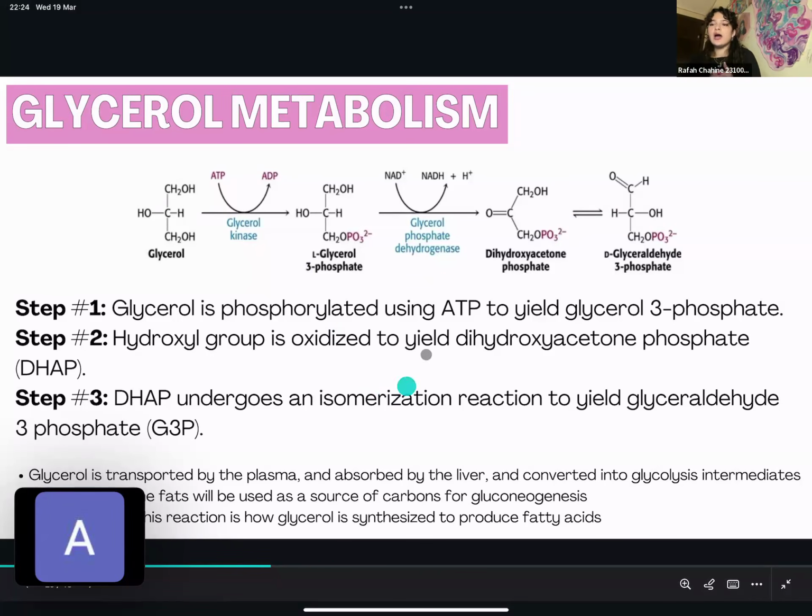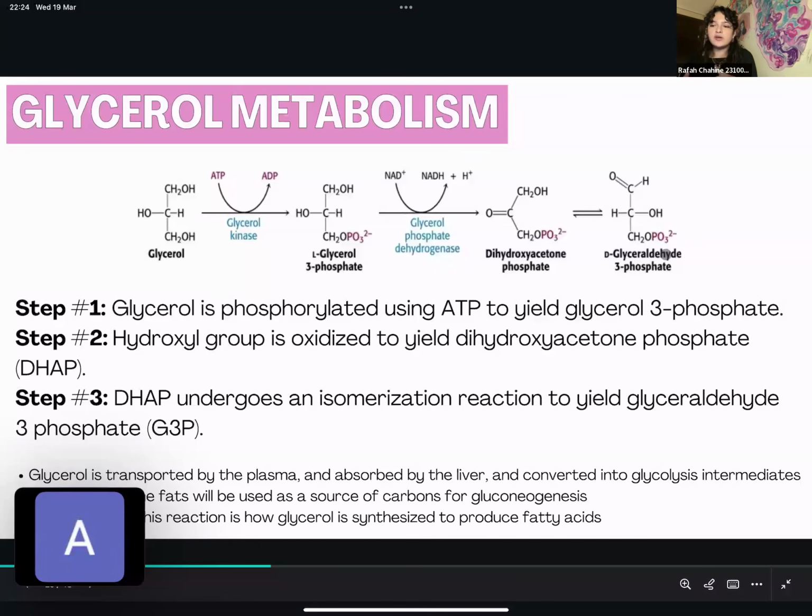Isomerization is basically when I put dihydroxyacetone phosphate in a fitting room and it gets a makeover, and then it just becomes glyceraldehyde 3-phosphate. So basically, I'm not adding anything, I'm not taking anything away. We're basically changing the structure a little bit, and then it becomes glyceraldehyde 3-phosphate. So that's what happens with glycerol metabolism.